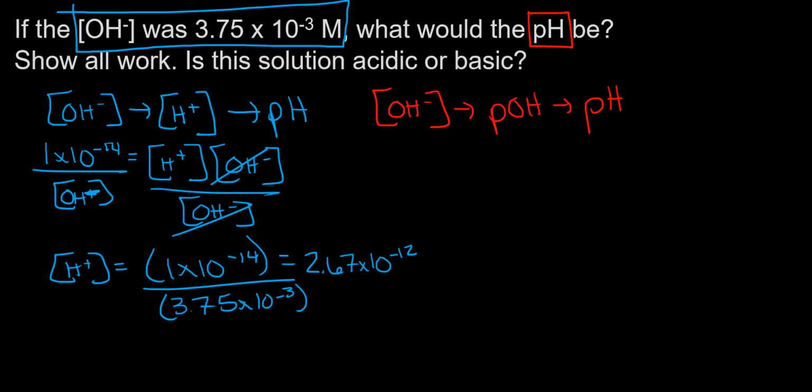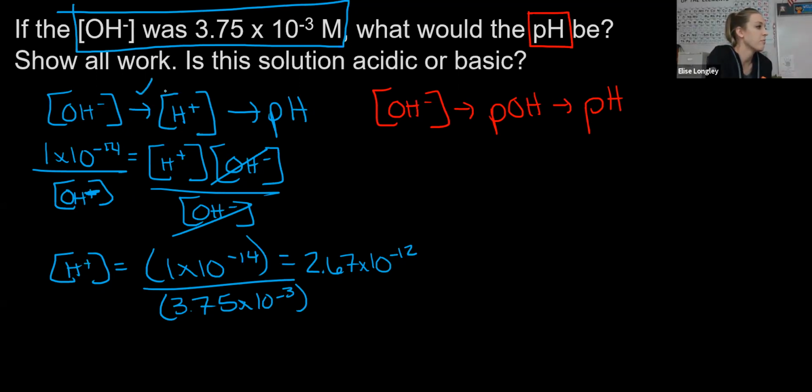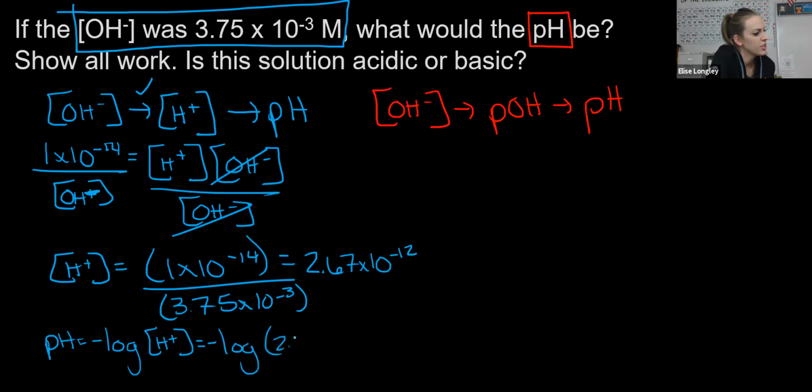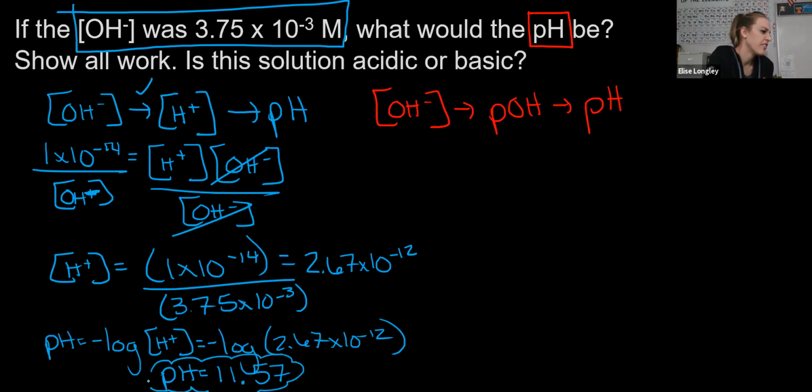How do I get from H plus to pH? So we did this step. We need to do this step. It would be negative log H plus equals pH. Yep, negative log of H plus, which is the negative log of 2.67 times 10 to the negative 12. If you have a TI-84, you can use second ANS and plug that in, which is super nice. So we get the pH is equal to what? Should be 11.57-ish. You do it right in your calculator.